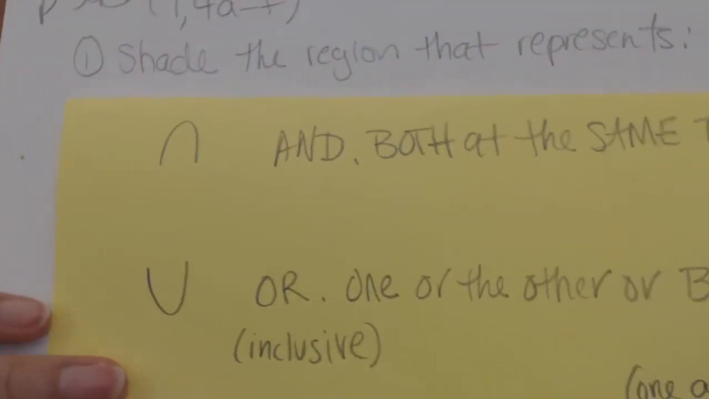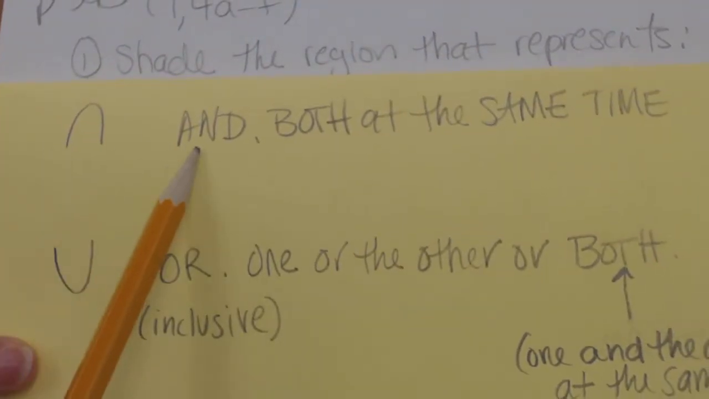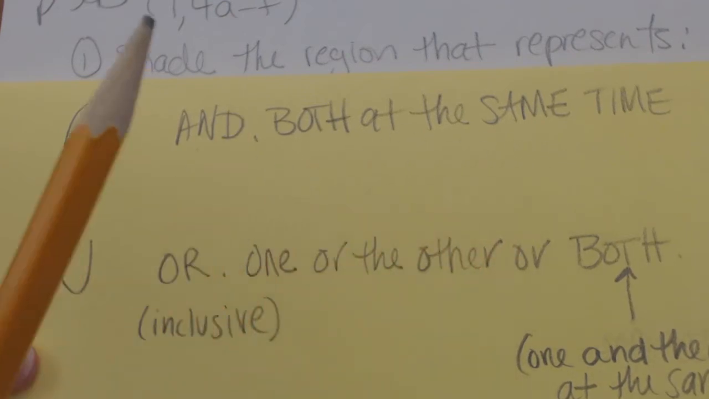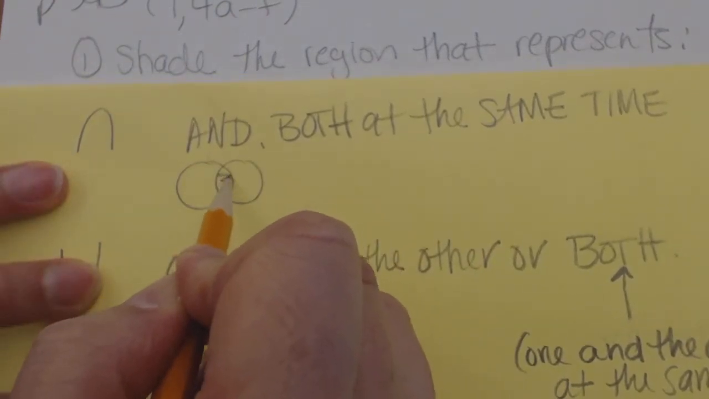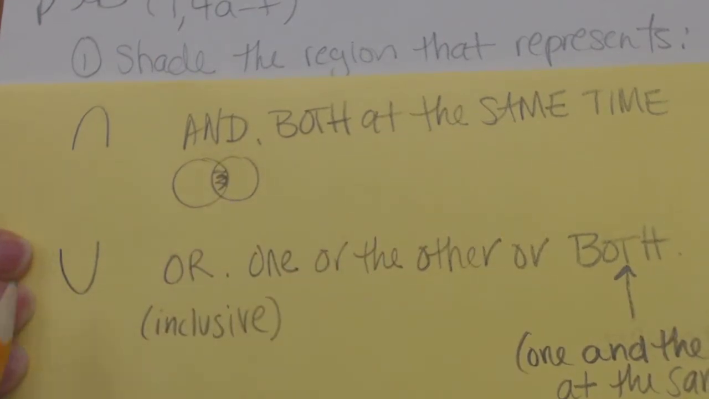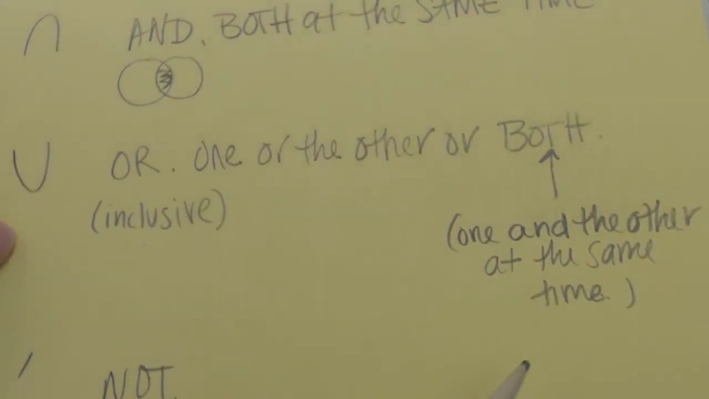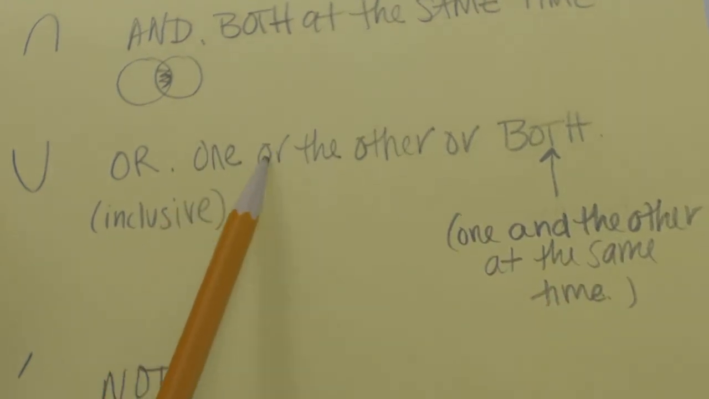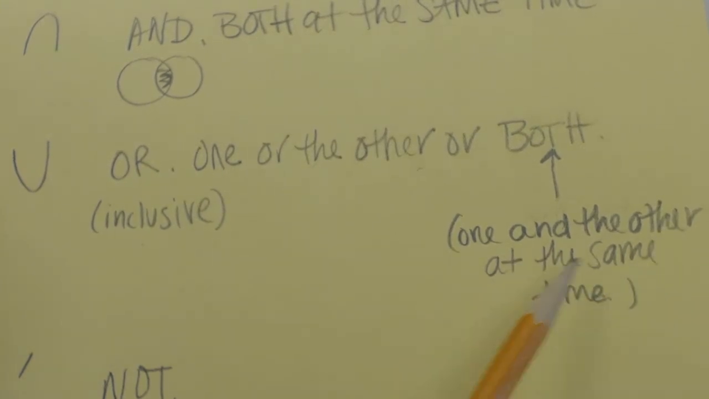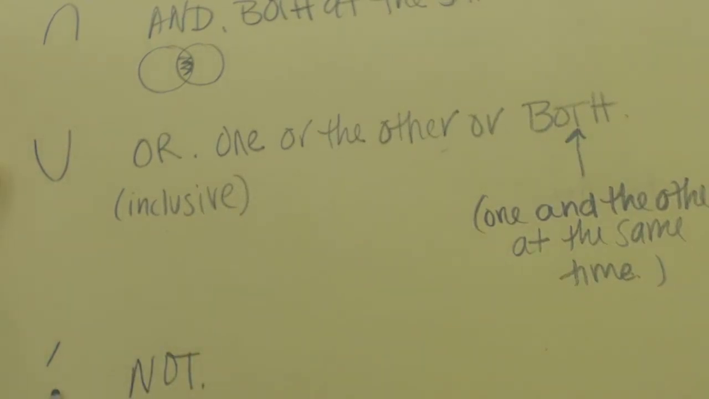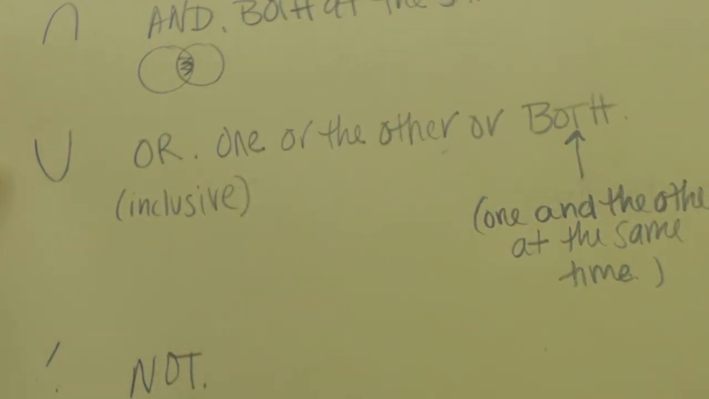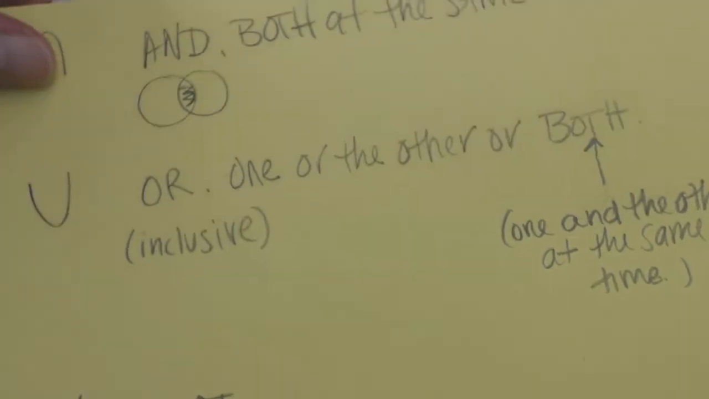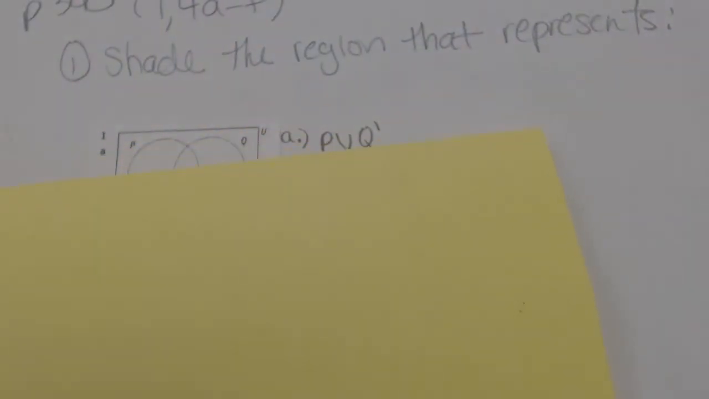So this first symbol right here means and, which is both at the same time. It's basically where you're going to see the circles overlap. So it has to happen at the same time. This one means or, it's our inclusive, one or the other or both. And notice I made a little note down here. Both is going to be one and the other. So this really means one or the other or one and the other at the same time. So that note might help. And then we have the complement down here, which is a little apostrophe, and it means not. So with that, let's go and do our DCC.